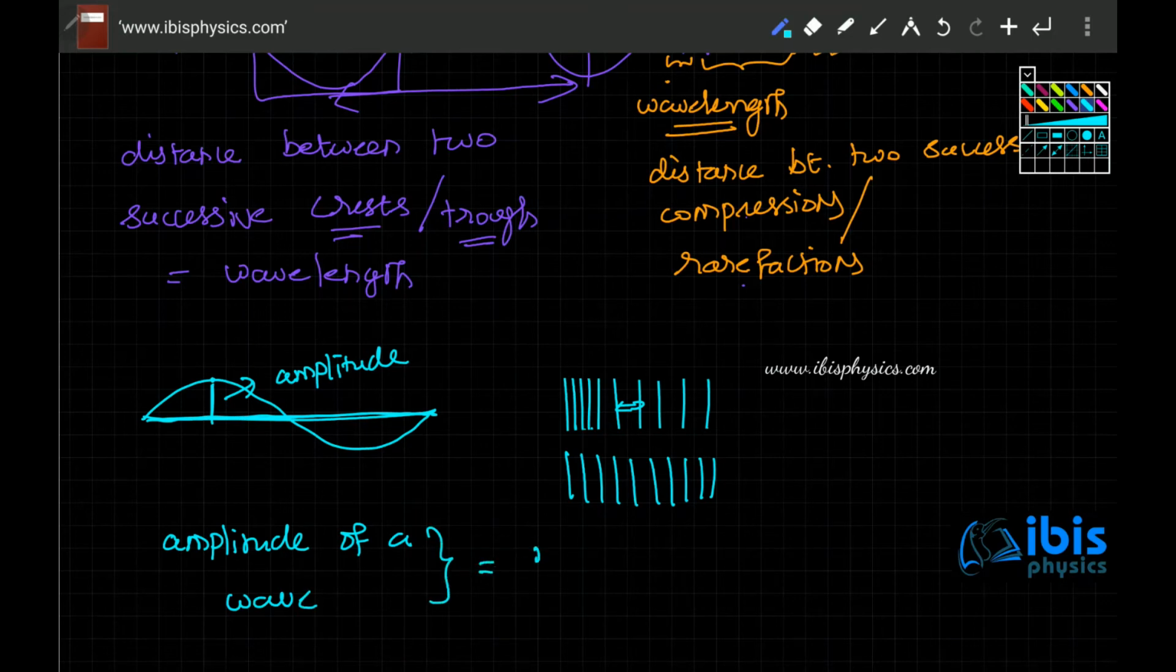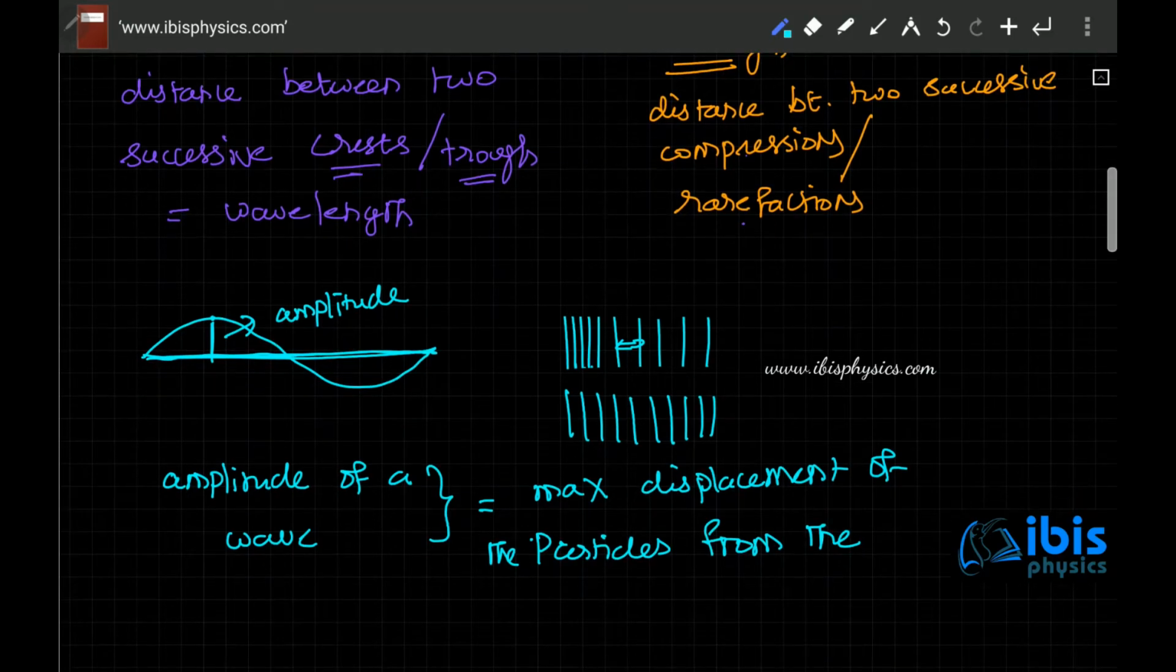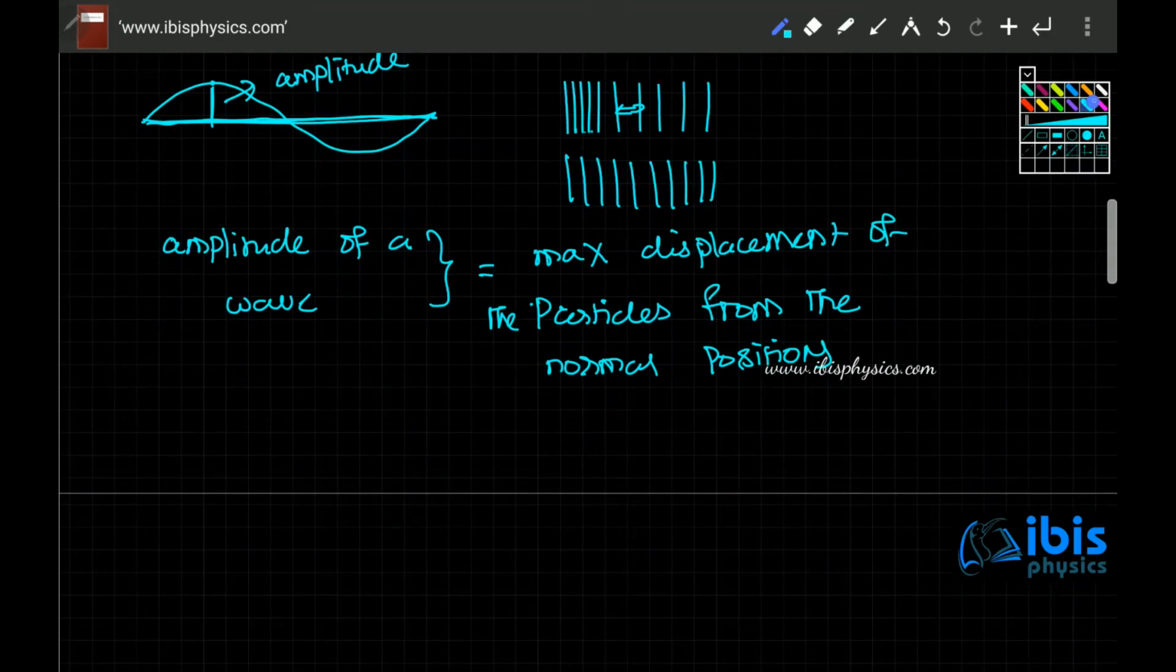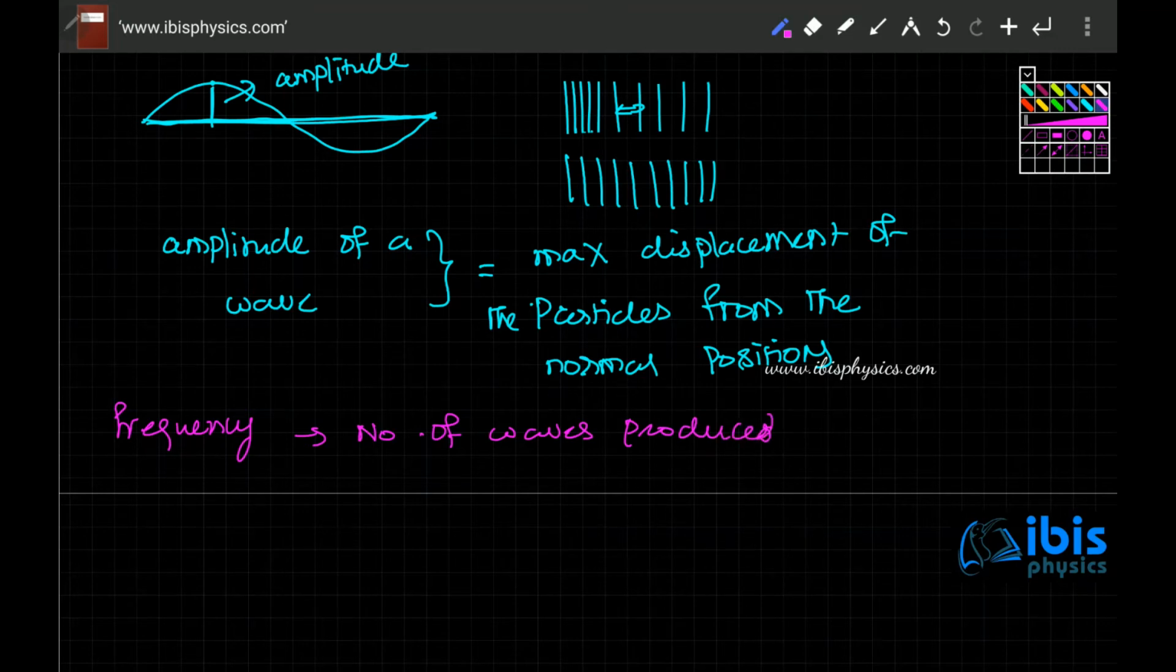Amplitude of a wave is equal to the maximum displacement of the particles from the average position, from the normal positions. That is called amplitude. Then the other characteristic of a sound is frequency. Frequency is very simple. It is just the number of waves produced in 1 second. Number of waves produced in 1 second is called frequency.